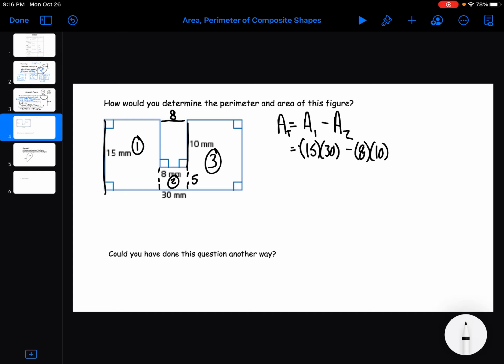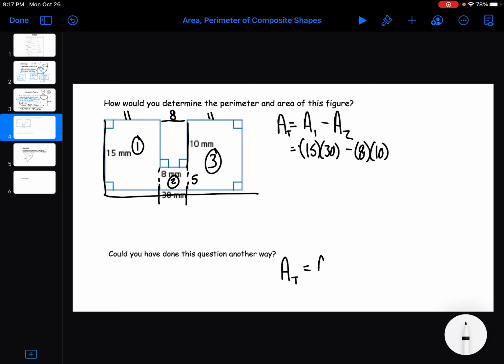If this whole side is 30 and this is 8 in the middle, we're going to divide it equally on either side. Even though it doesn't actually say that it is, we can assume that it's divided equally on either side. So we know that this is going to be 11 and 11. All right, so there are a bunch of different ways we can do this. That would be your second method to find the area.